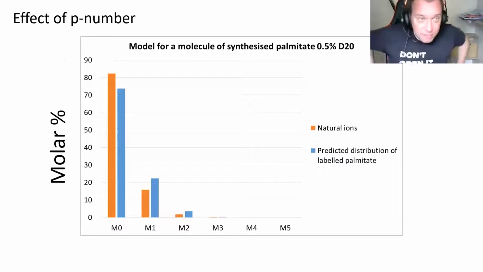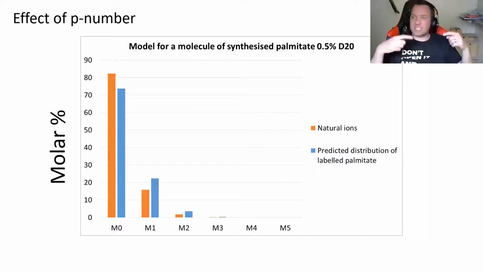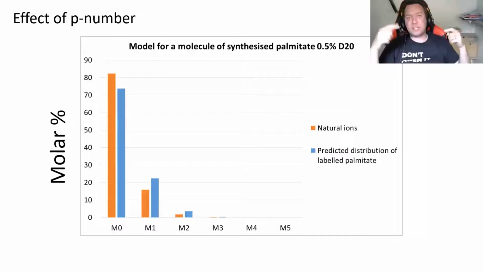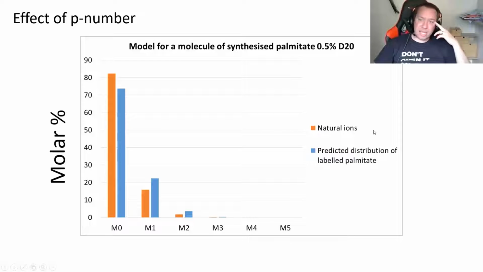So now we can see the effect of changing our P number. This is the simple idea of just increasing the amount of precursor pool. What this is going to show is the natural ion distribution of a normal palmitate. That's got an M0 of about 82%, M1 is around 15%, M2 is down about 2 or 3%.